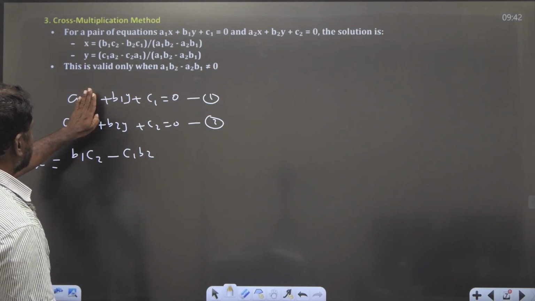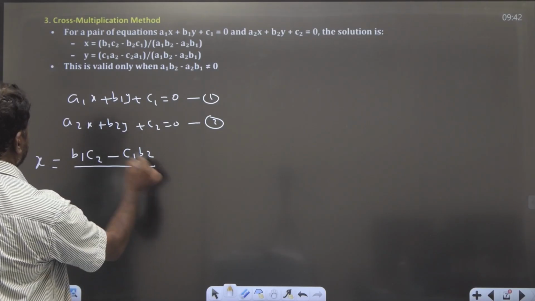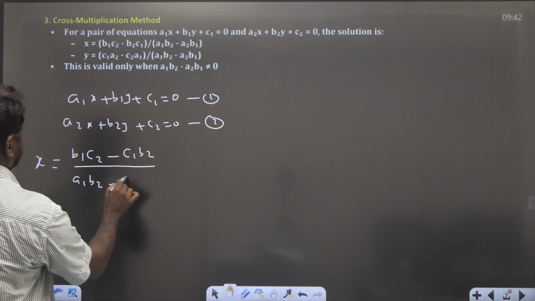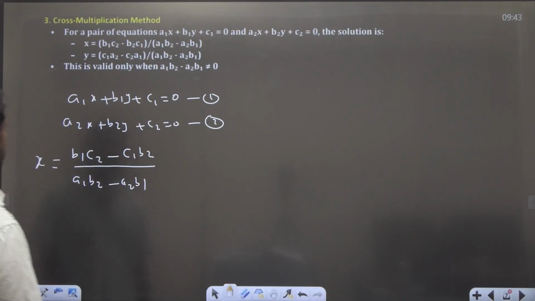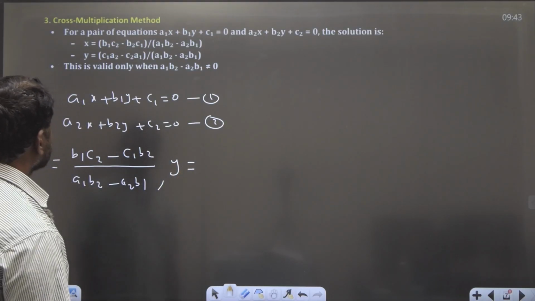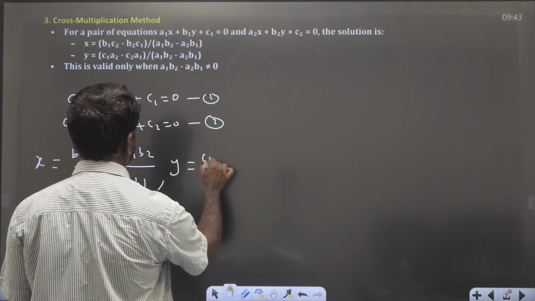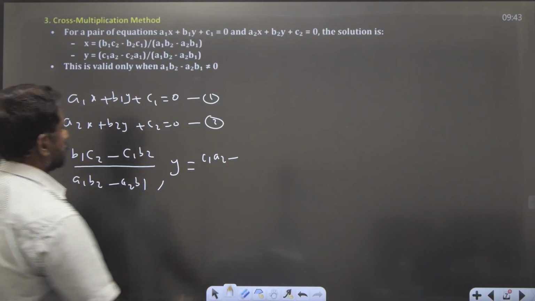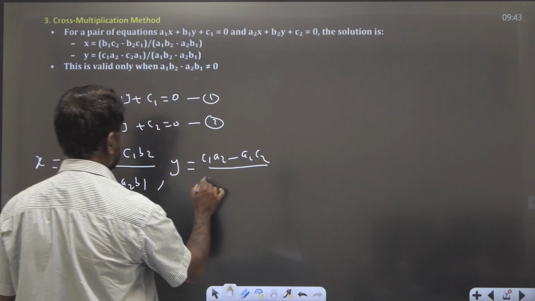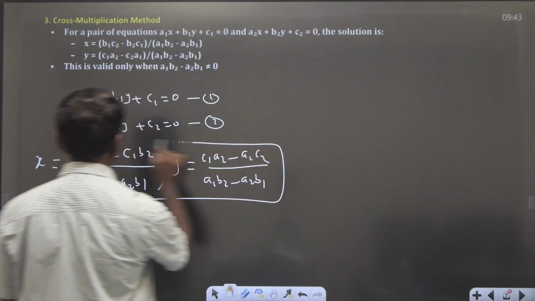x is equal to b1 c2 minus c1 b2 divided by a1 b2 minus a2 b1. Similarly, y is equal to c1 a2 minus a1 c2 divided by a1 b2 minus a2 b1. This is the formula.